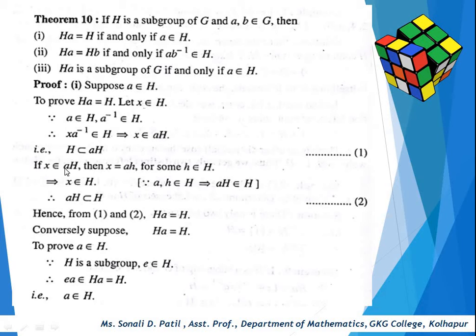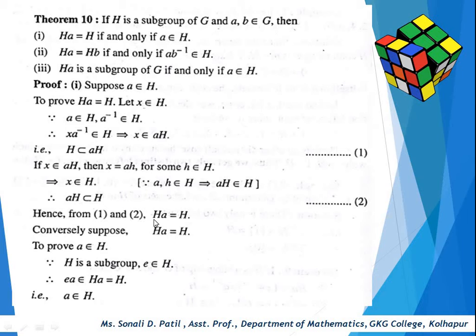Now if x belongs to aH, then x is equal to ah for some h belongs to H. Now here a belongs to H and h also belongs to H, so this implies that ah also belongs to H. What is the value of ah? It is x. It means x belongs to H. Now here x belongs to aH and x also belongs to H. So therefore we get aH is a subset of H. This gives equation number 2.